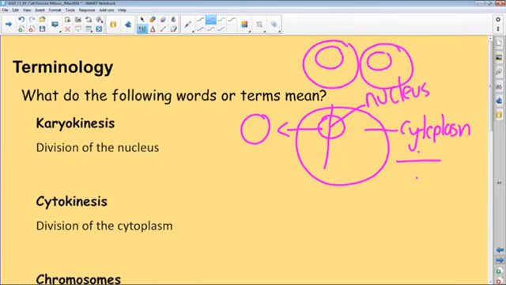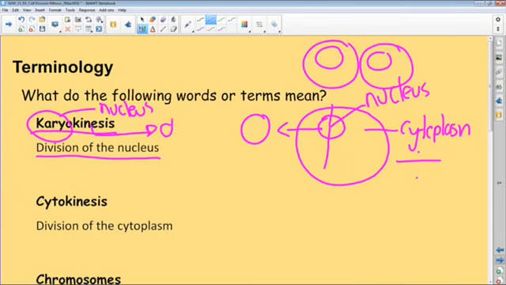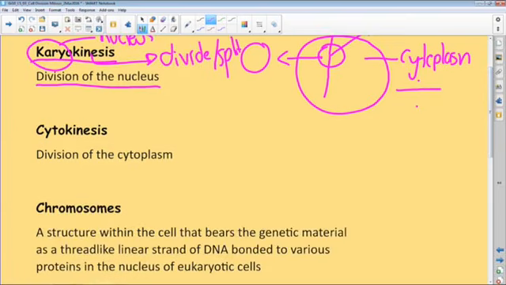When I make a copy of all my material inside my nucleus, I call that karyokinesis. What is it? Division of the nucleus. Karyo means nucleus, and kinesis means to divide or to split. Cytokinesis is to divide my cytoplasm. Cytoplasm, kinesis. So there's my cell. What do I need to do first? I divide the nucleus and then I divide the cytoplasm.